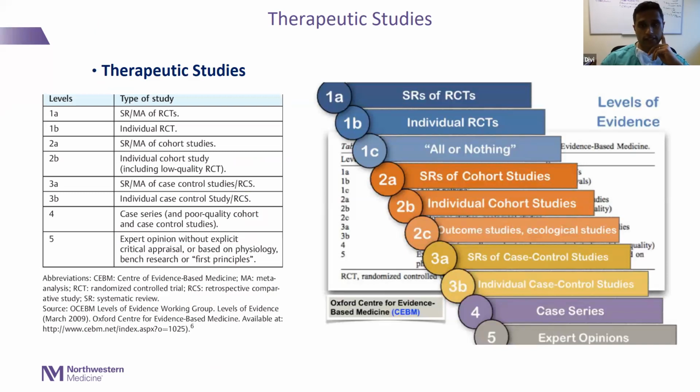Now, therapeutic studies generally, so we talked about the randomized controlled trials being about a 1B level of evidence. Then we have most of our orthopedic studies, which fall in this realm of either 2 or 3, where you have retrospective comparative studies or prospective studies here. And one of the things we talked about is the difficulty of randomizing patients to surgery.